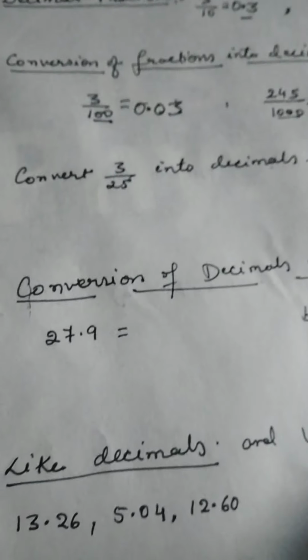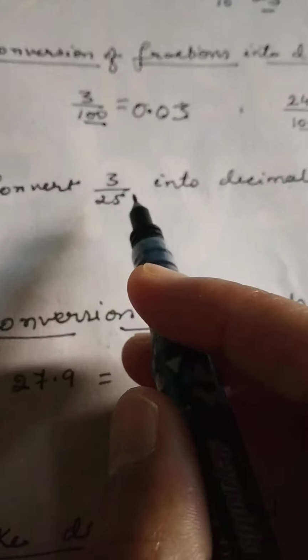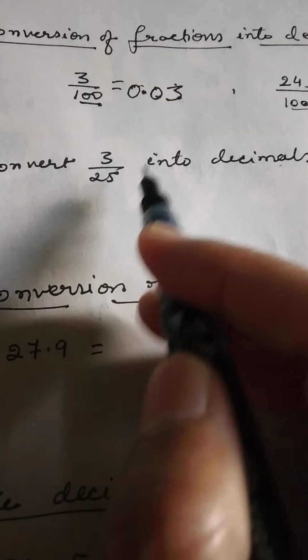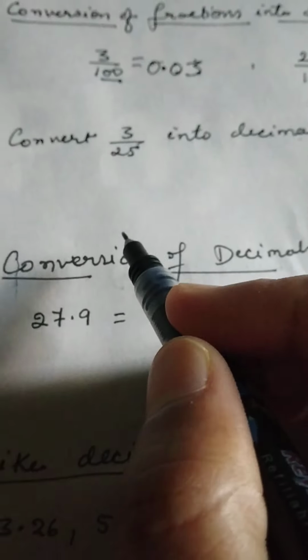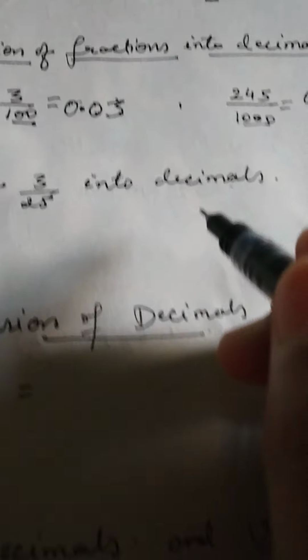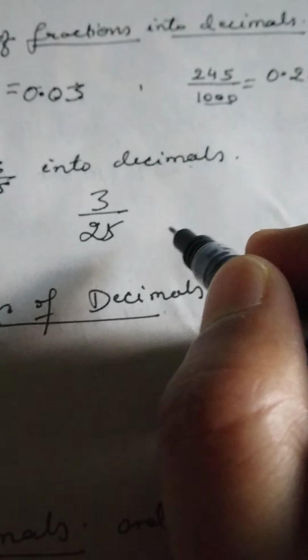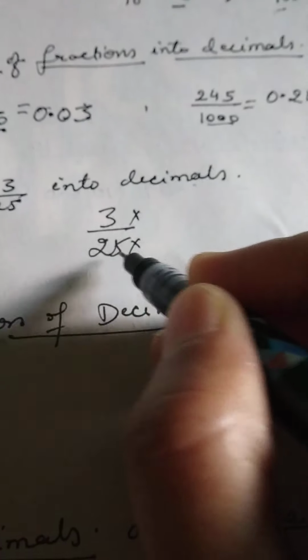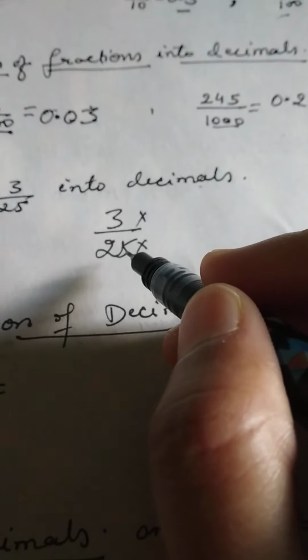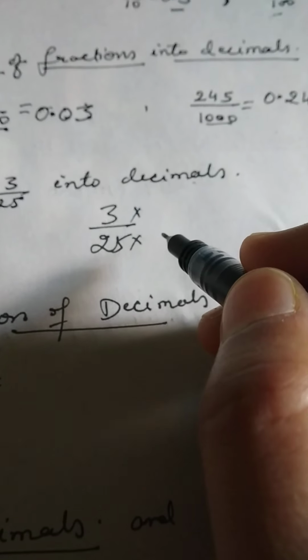Got it? Now, there is one more number, 3 by 25. This is also a fractional number. You can change this into a decimal number. There are two methods to change. Let us understand. Suppose 3 by 25. You can change its denominator to 10 or a higher power of 10.